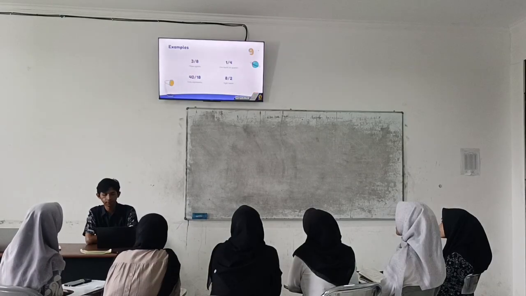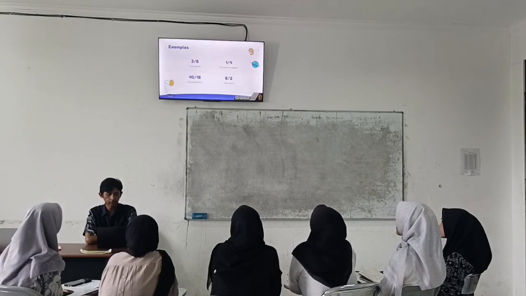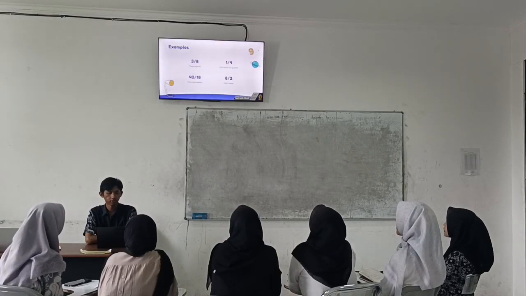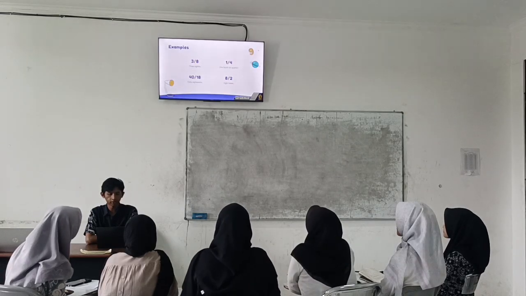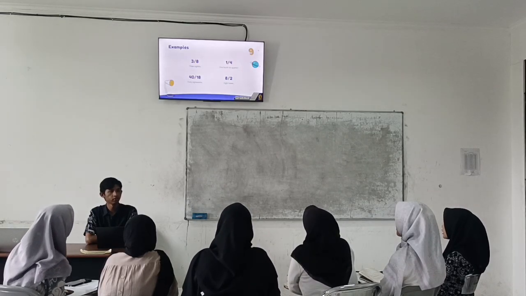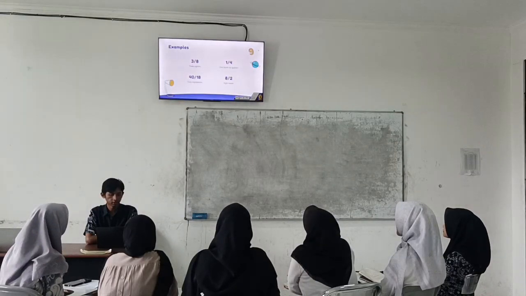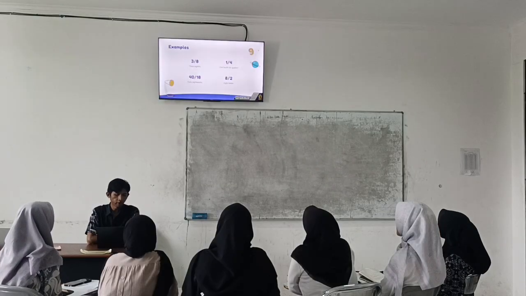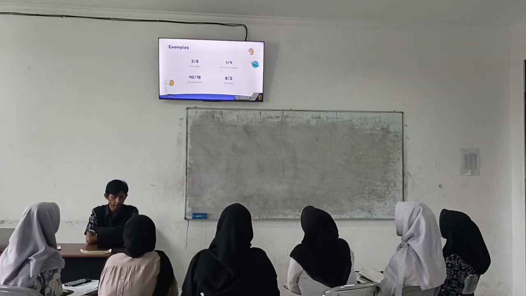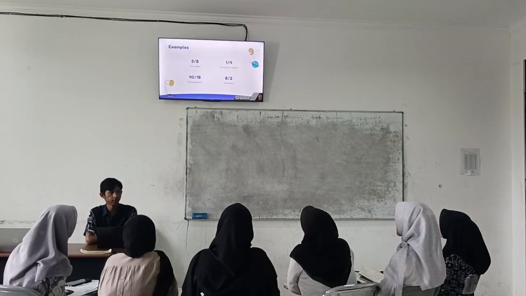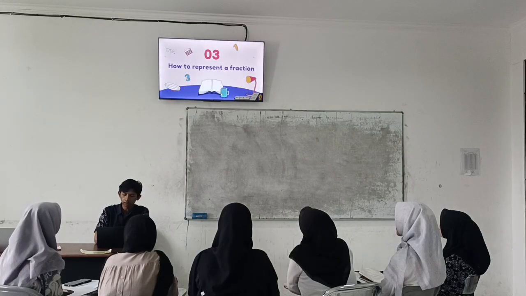So here are some examples. The first example is 3/x. The second fraction is 1/4. The third fraction is 40/18. And the last is 3/x halves. 8 halves. Okay, good. So how to represent a fraction?